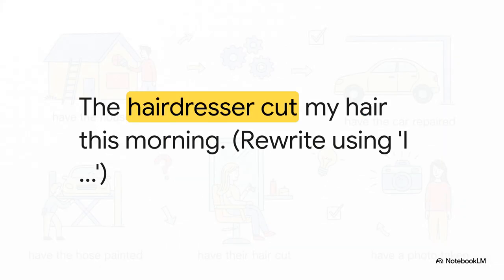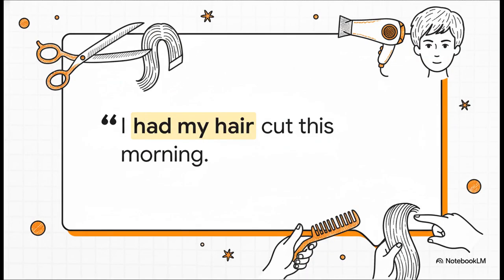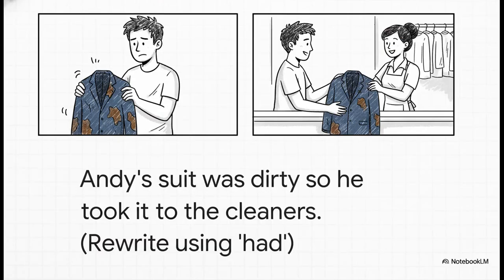Here's a super common one. "The hairdresser cut my hair this morning." Sure, the hairdresser did the action, but how do you say it from your perspective? You're the one who paid for it, right? Perfect. You didn't cut it yourself. You arranged for it. So you say, "I had my hair cut." Honestly, this is a great example of how using the causative just makes your English sound so much more natural, so much more fluent. Okay, one more.